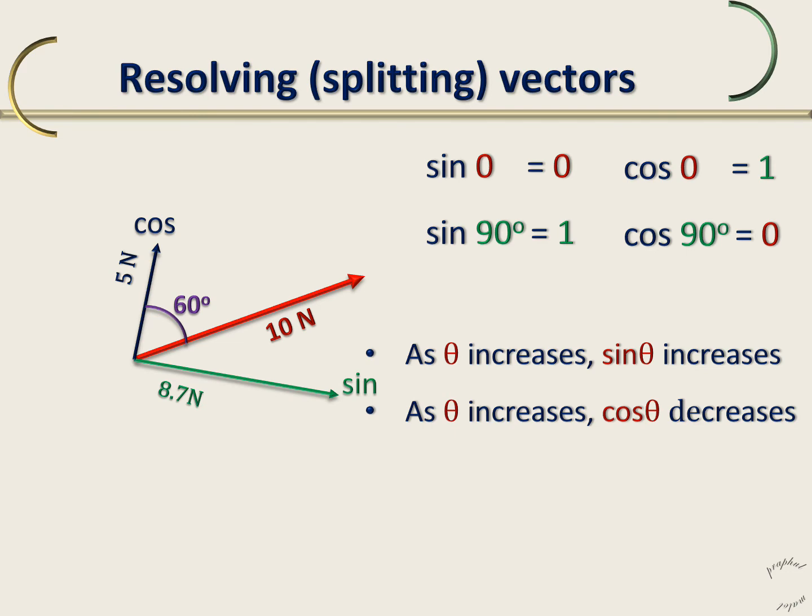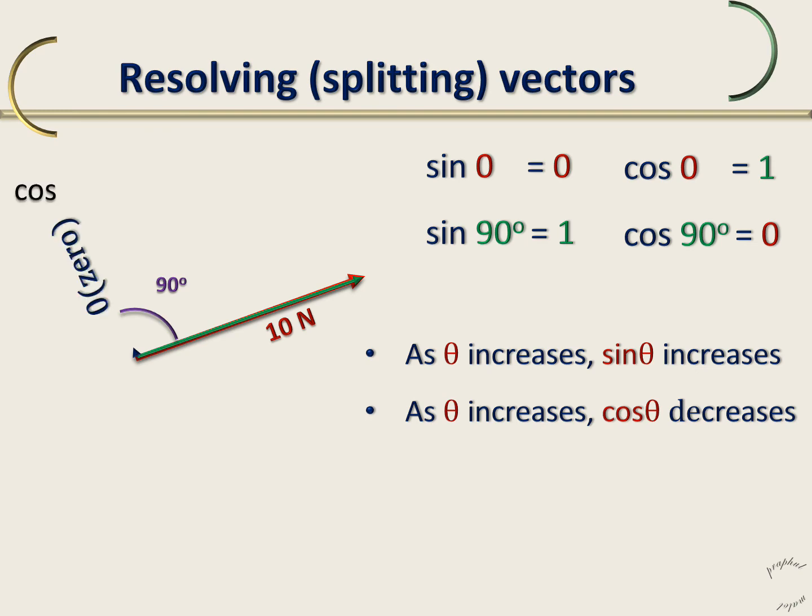Now let's see what will happen if the angle is 90 degree. I'm going to calculate 10 cos 90. 10 cos 90 is 0. It means you cannot have any component 90 degree to a vector. Or if you try to split a component 90 degree, the value of the component will become 0.